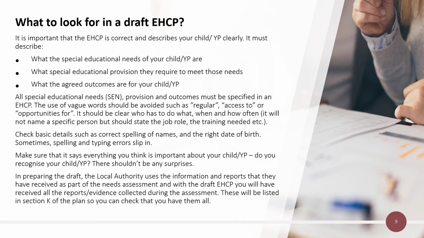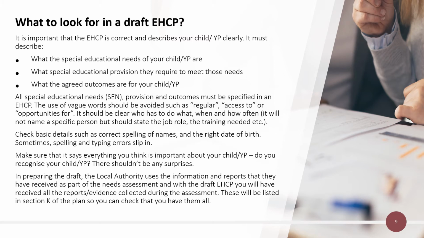All special educational needs, provision and outcomes must be specified in an EHCP. The use of vague words should be avoided, such as regular, access to, or opportunities for. It should be clear who has to do what, when, and how often. It will not name a specific person, but should state the job role, the training needed, etc.